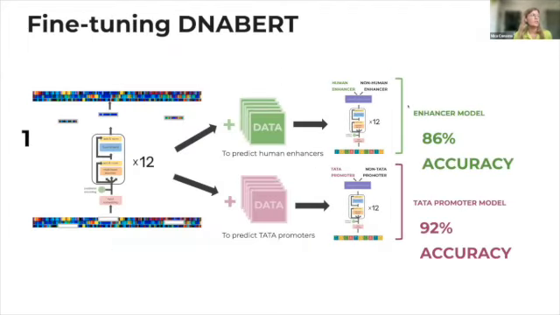So to begin, the first step that we did, again, was this fine-tuning of the DNABERT models. The enhancer model had an 86% accuracy after training, and the Tata promoter model had a 92% accuracy for the task. So both of these models were able to perform the task that they were fine-tuned to quite well.